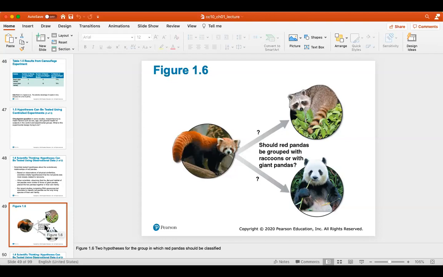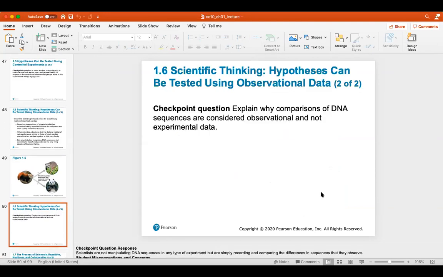So again, there were two hypotheses for the group in which red pandas should be classified. One was based on what it physically looks like. One group of scientists said we should put it in the group with the raccoons because it looks more like a raccoon based on its physical appearance. The other group of scientists said no, based on its diet, it should be paired with the giant pandas. And again, based on their DNA sequences, they've decided that it's its own separate family altogether.